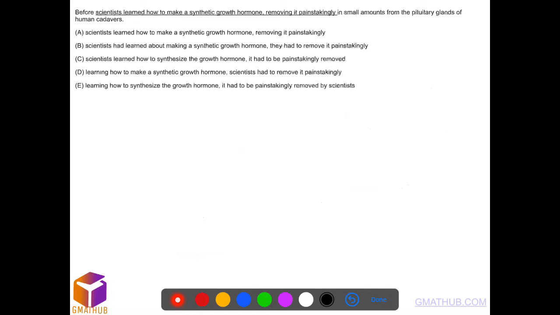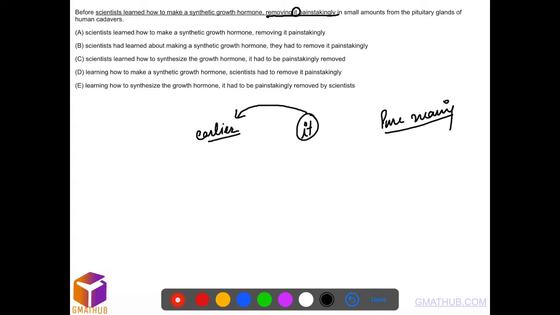In this question, we can eliminate 2-3 options by pure meaning. Scientists learned how to make a synthetic growth hormone, removing it painstakingly. So this pronoun it refers to the earlier noun, which is the synthetic growth hormone. So removing it painstakingly in small amounts from the pituitary glands of human cadavers.